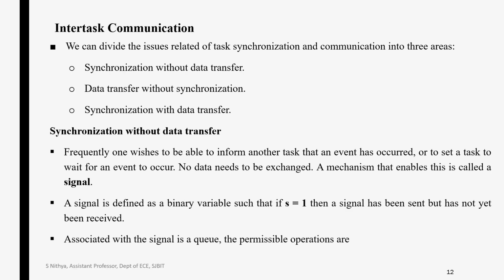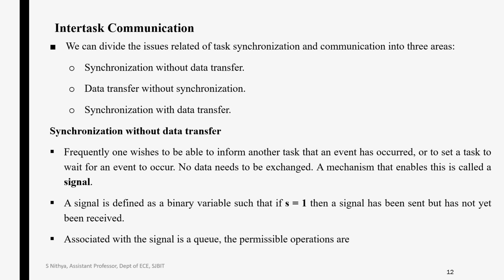So this is what the semaphore does. Now, intertask communication. I told you that in a multitasking operating system there is intertask communication between processes. For intertask synchronization and communication, there are three areas: synchronization without data transfer, and synchronization with data transfer. Among these we have only synchronization without data transfer. That means there is synchronization between the transmitter and receiver, with no need to transfer data.